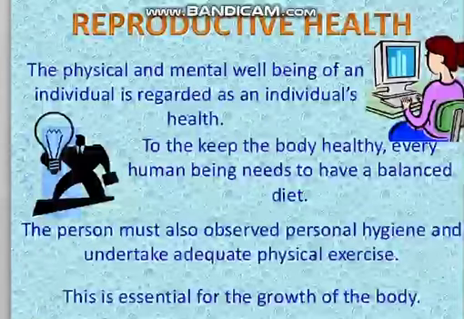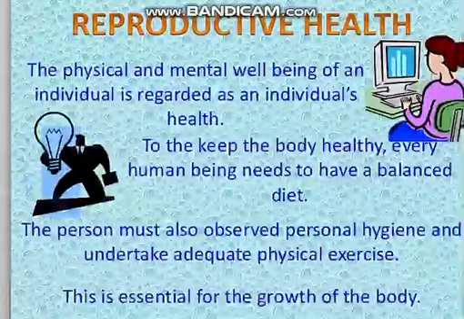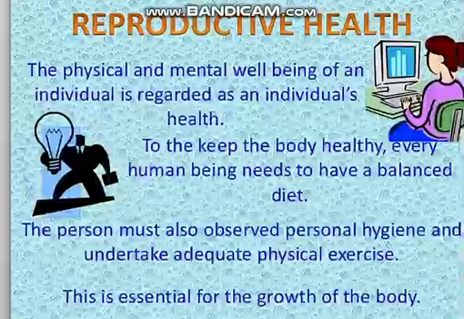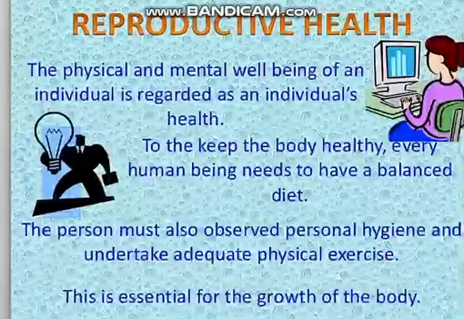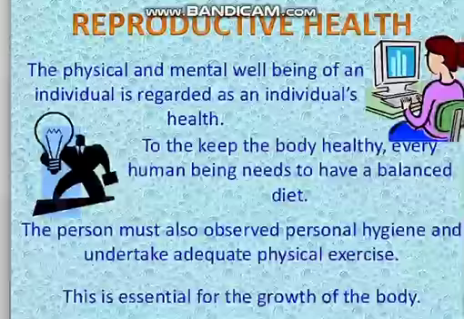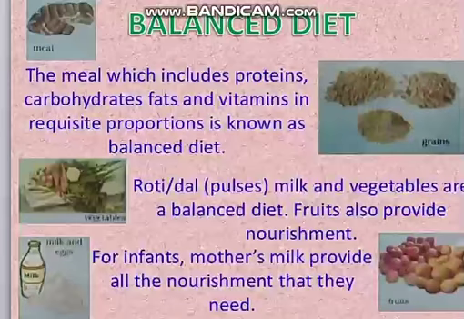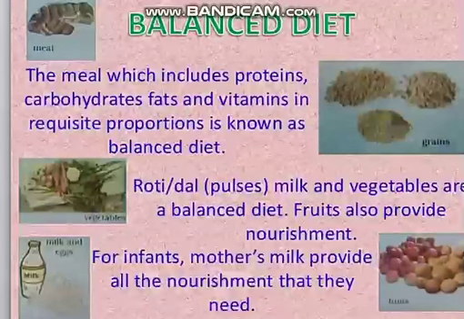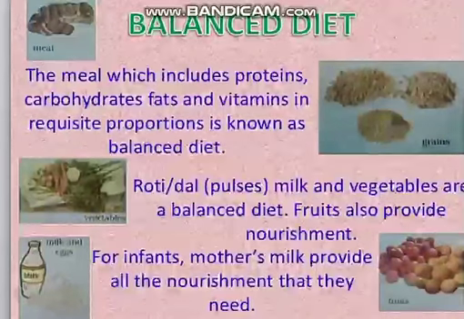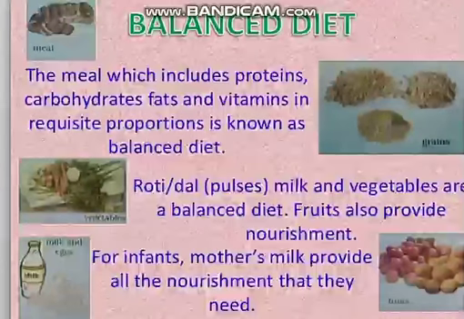So we have to do exercises, we have to take a balanced diet, and especially personal hygiene. That is very important during adolescence. Now, what is a balanced diet? You all know that the meal which includes protein, carbohydrates, fats and vitamins in the required proportion, in a proper proportion, is known as a balanced diet. Indian meal is a total balanced diet.